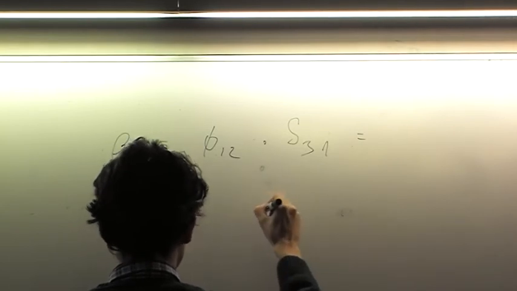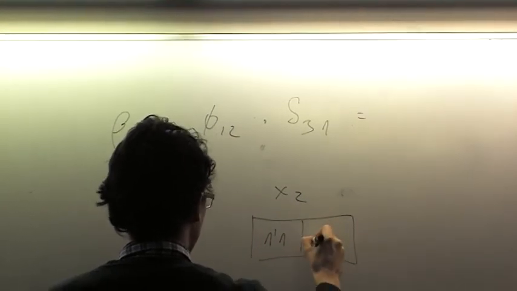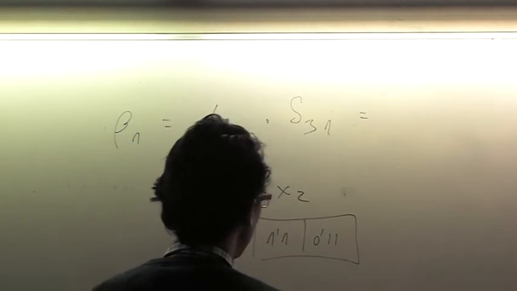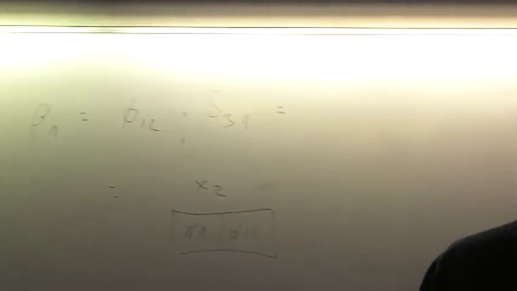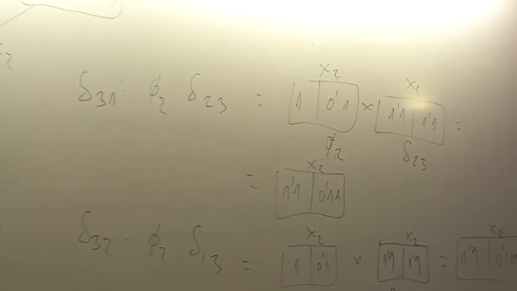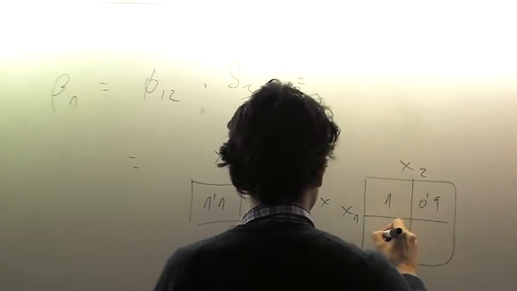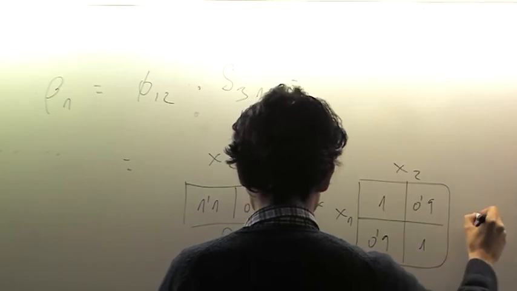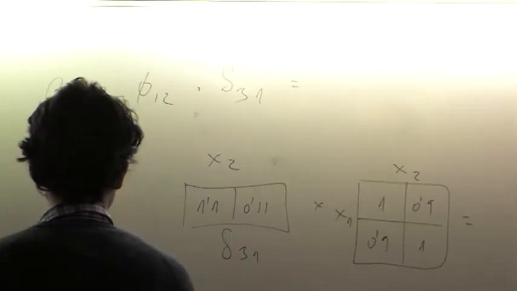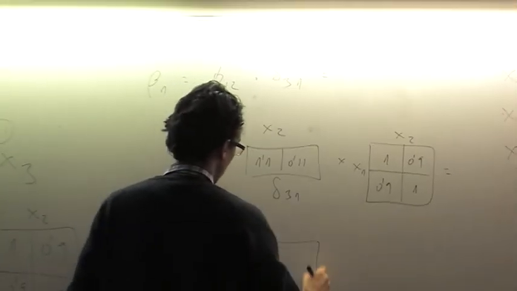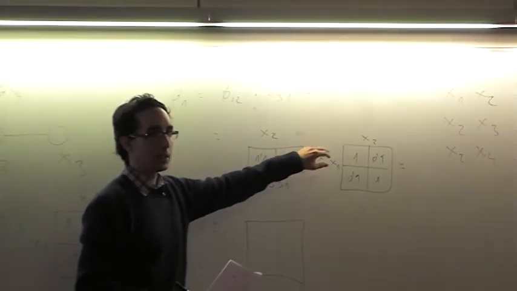This is the message, delta 3,1, and then we have the potential, which is another table. We multiply these two tables by just multiplying the entries that agree.